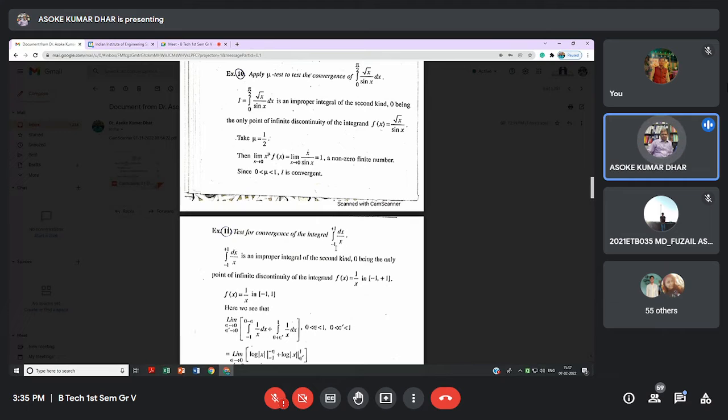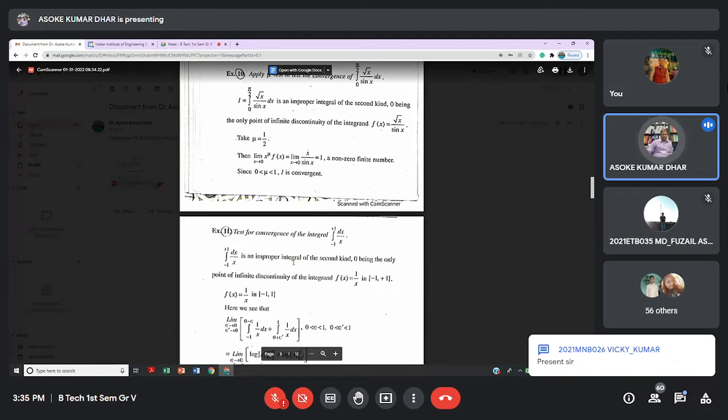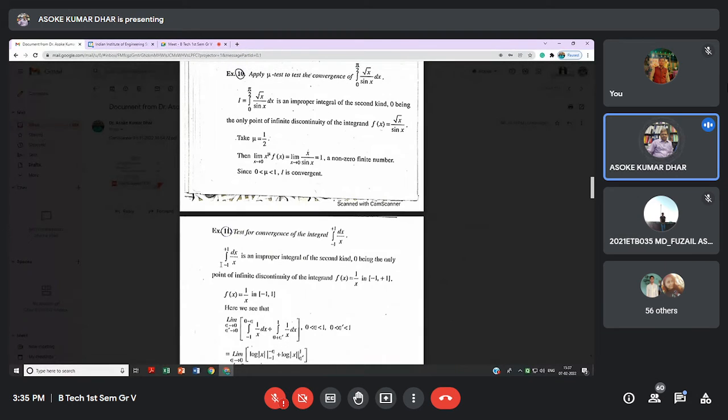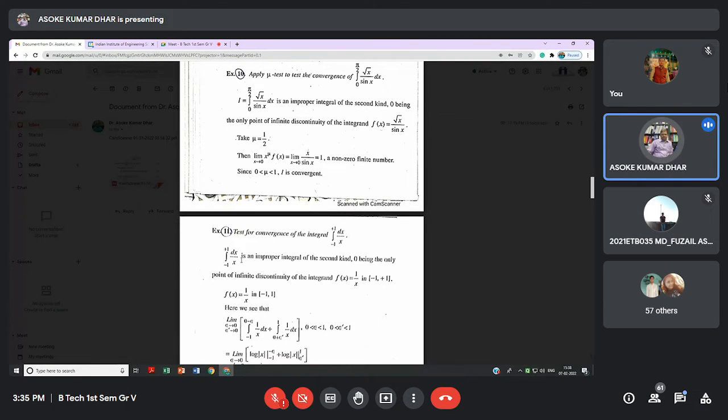For this problem, integral from minus 1 to 1 dx by x cube, the power of x must be 3, an odd number. Here, this is an improper integral of the second kind, since the range is finite, although the function 1 by x cube has an infinite discontinuity at x equal to 0, which is the intermediate point of minus 1 to 1.